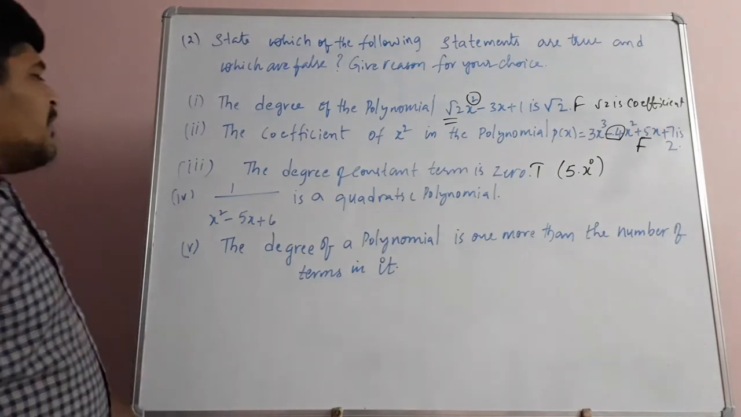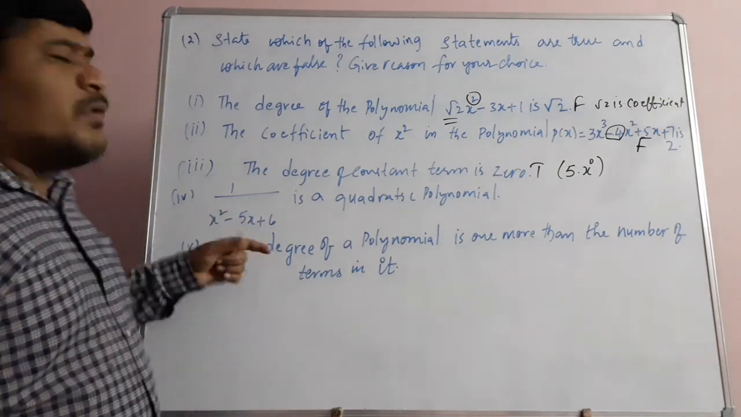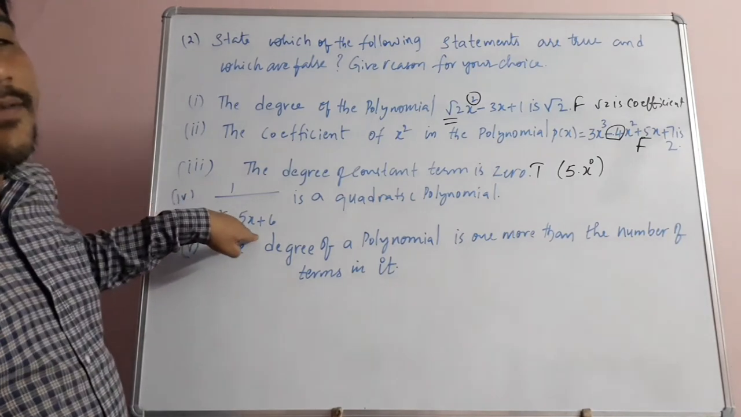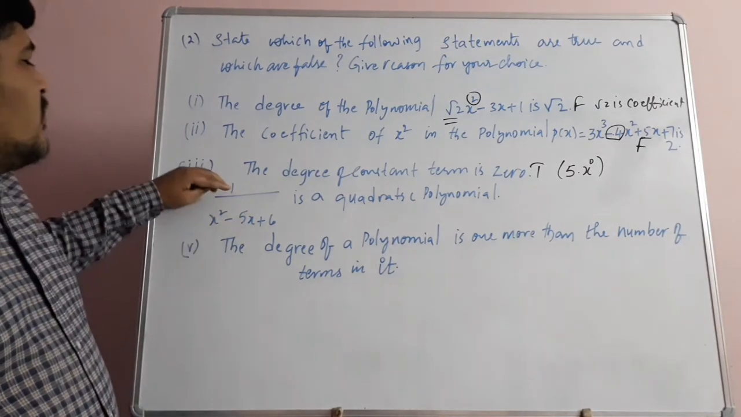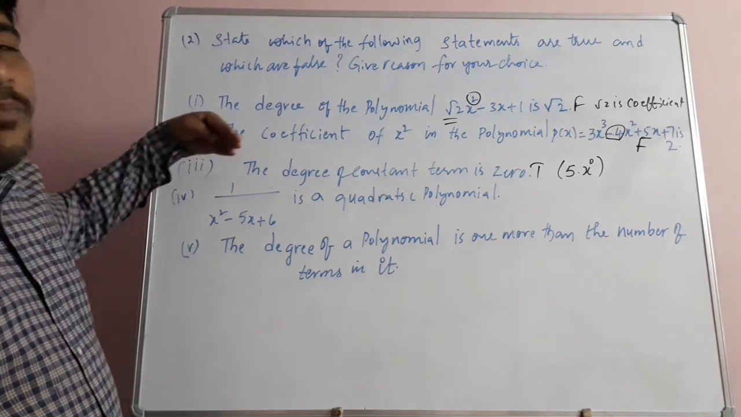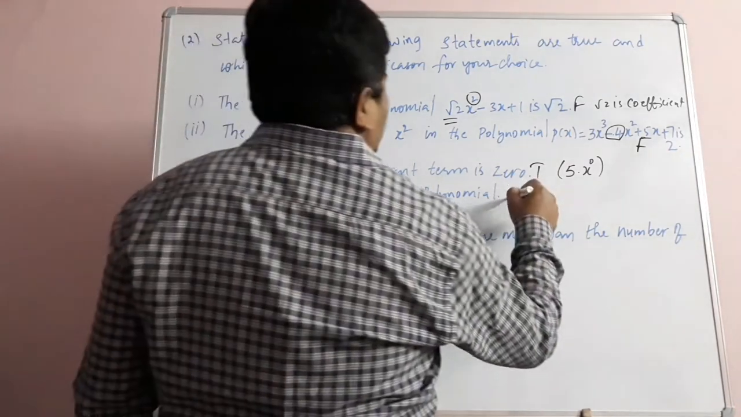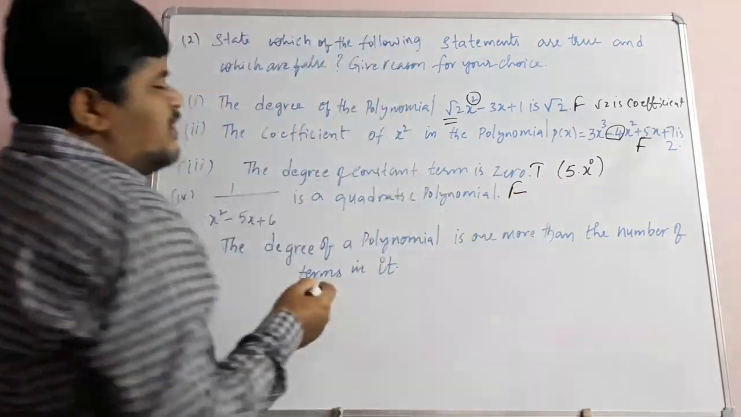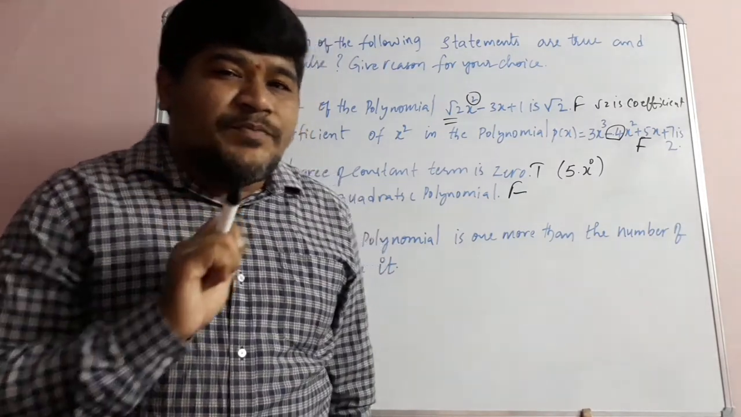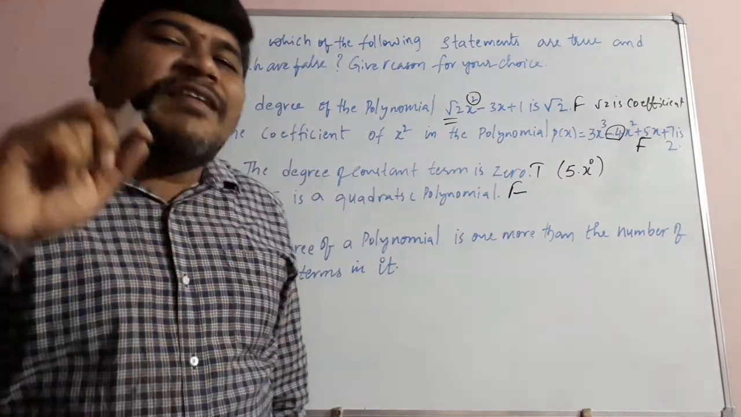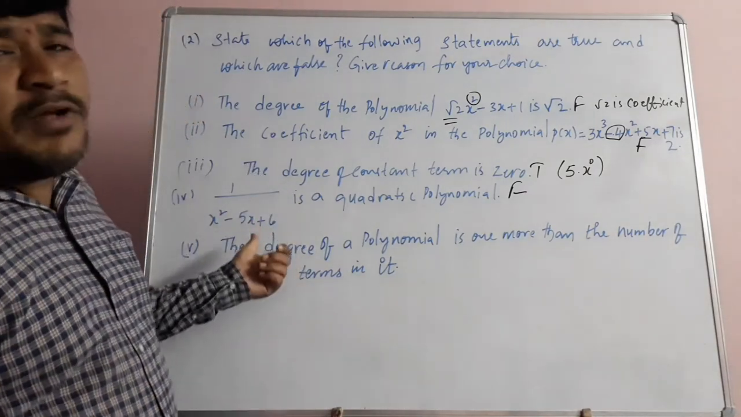Now, 1 by x square minus 5x plus 6 is a quadratic polynomial. Children, first of all, this is not a polynomial because the variable is in the denominator place. When variables are in the denominator, they get negative powers. So this is not a polynomial. So the quadratic polynomial statement, children, is false. So what is a quadratic polynomial then? A polynomial with degree 2. If it is a polynomial and it has degree 2, then that's a quadratic polynomial. So this is not at all a polynomial.